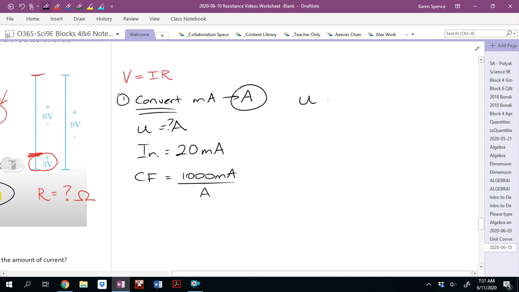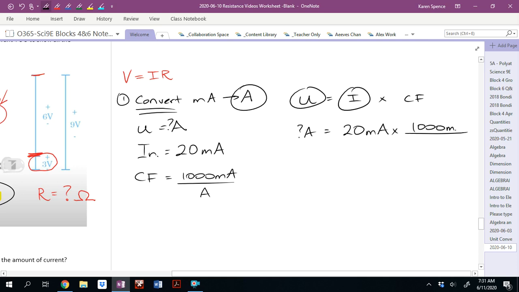So let's do that conversion. My unknown is equal to my initial times my conversion factor. So my unknown, the amps, is equal to the initial quantity, 20 milliamps, times our conversion factor. Now, if I was to just write 1,000 milliamps per amp, what would cancel out? Amps would cancel out. I would end up with milli squared amps because I'd have milli times milliamps, and that's just not good, right? That's just a weird thing. So if you use unit conversion and you show your cancellation, you'll know if you've made a mistake.